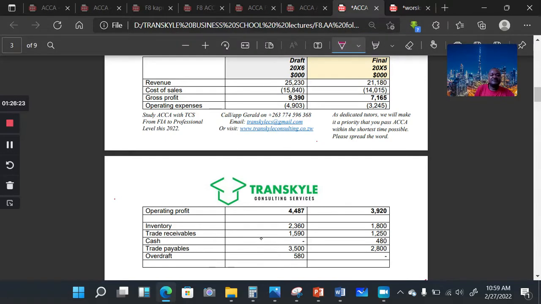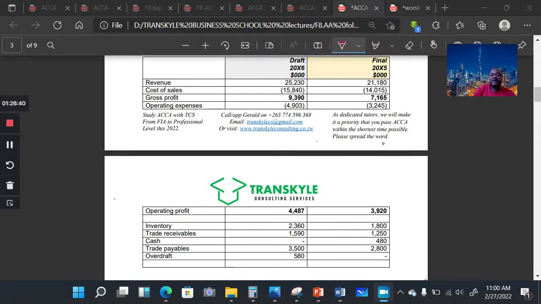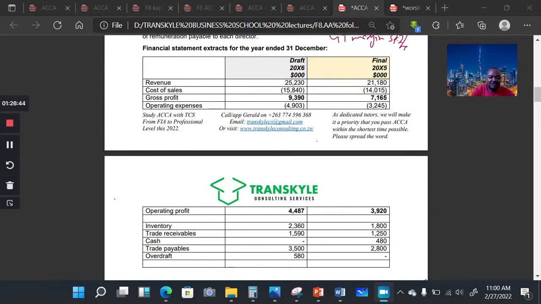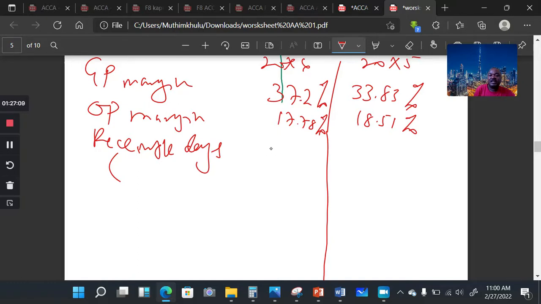Our receivables, how much are they? 1590 divided by 25,230, that's 6.3%. Multiplied by 365 days in a year. Just assume that the year has 365 days; that's the standard. So that's 23 days. Remember, we are talking of days, not percentages. Receivable days is receivables divided by sales multiplied by 365 days.